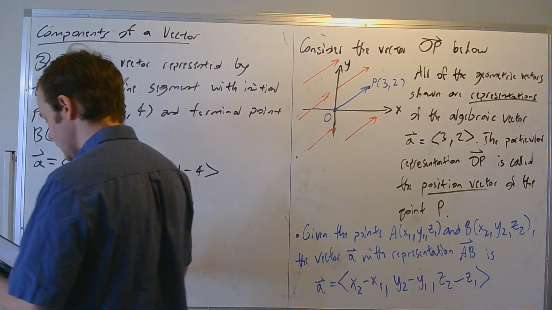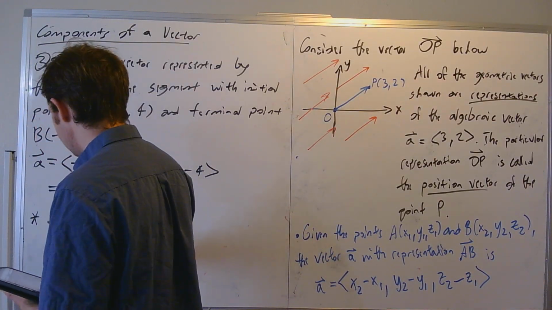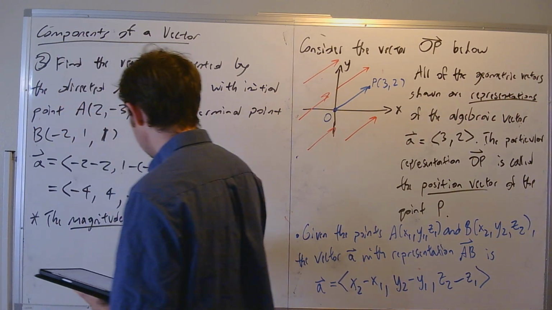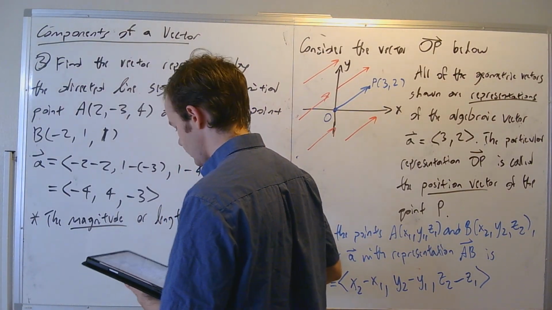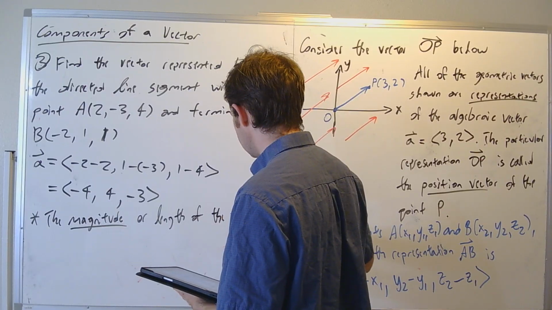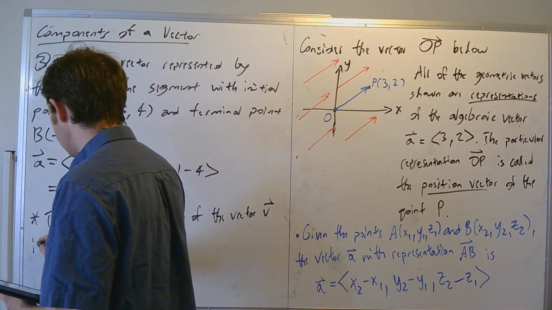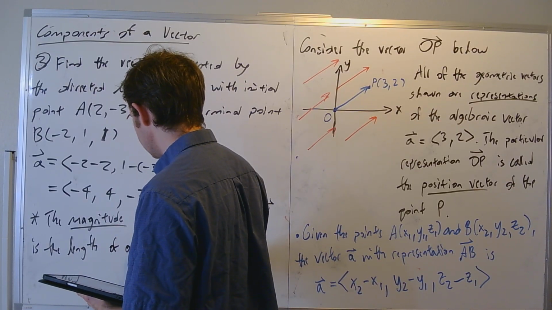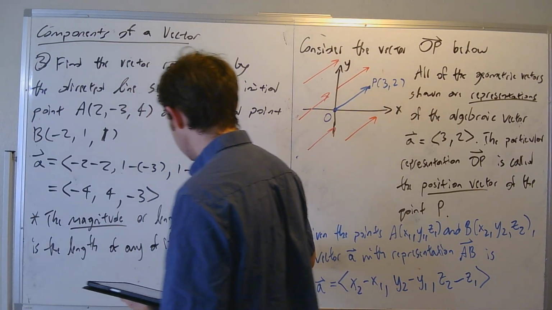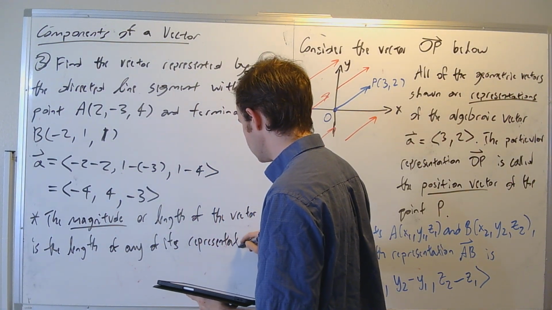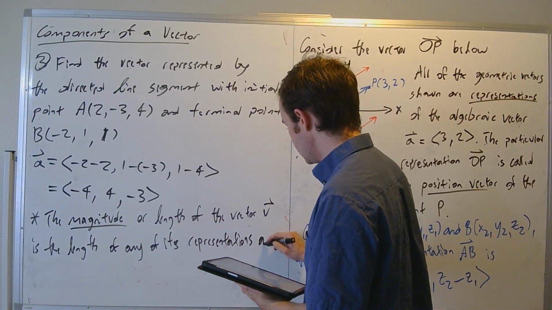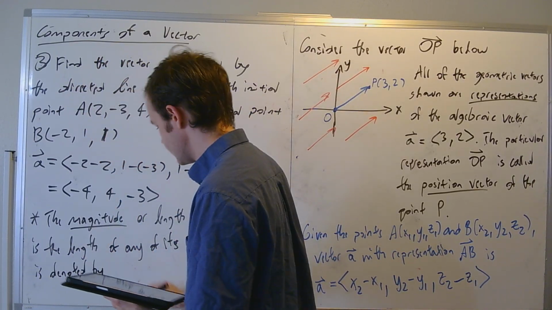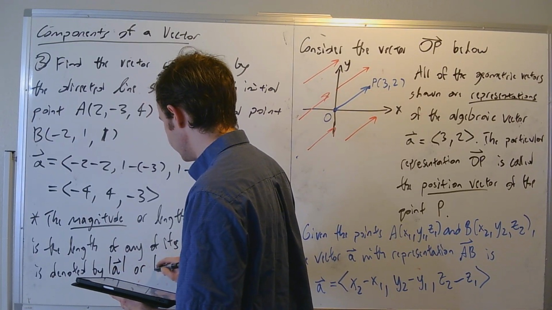Okay. So the next thing to talk about here is, so we've already finished the example here, and the magnitude or length of the vector v is the length of any of its representations and is denoted by absolute value of A or with 2 lines.